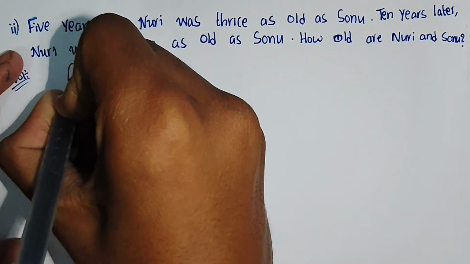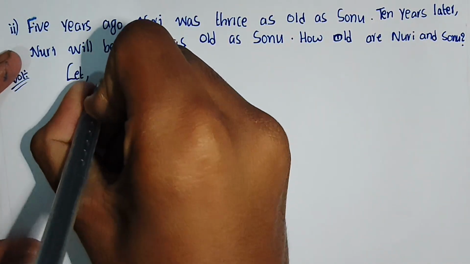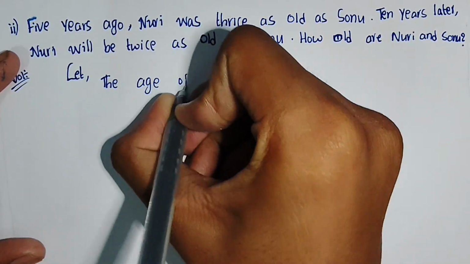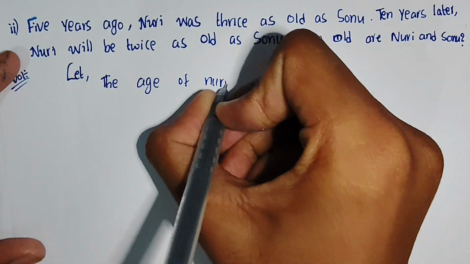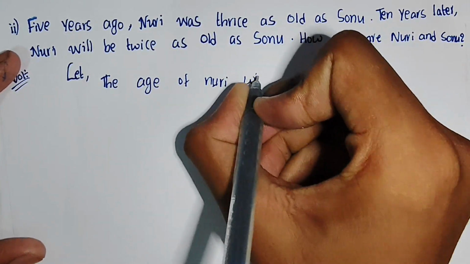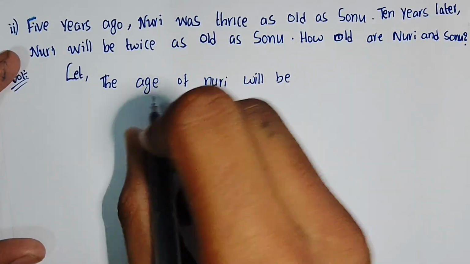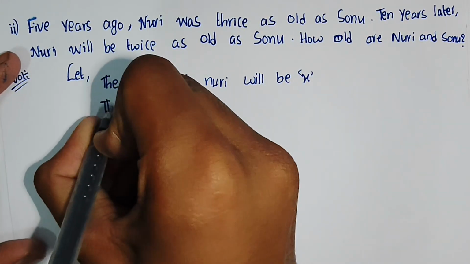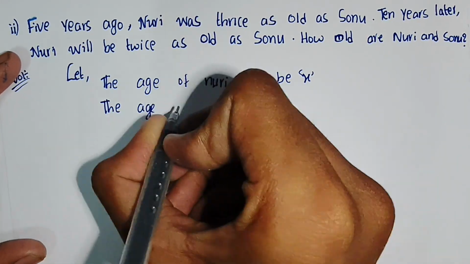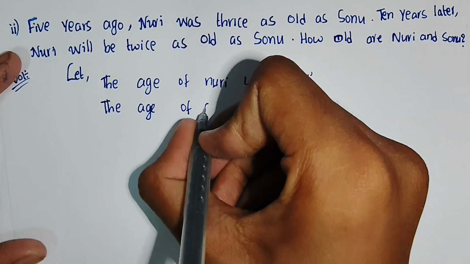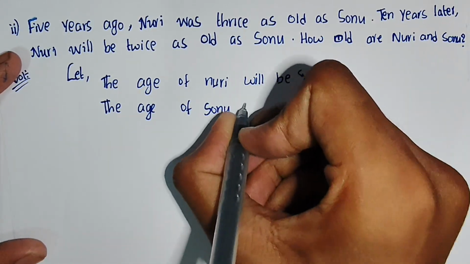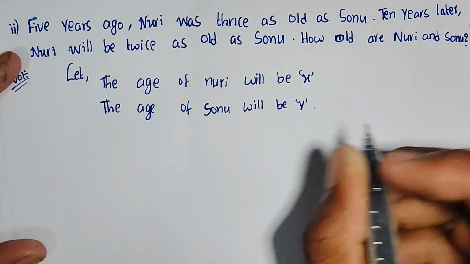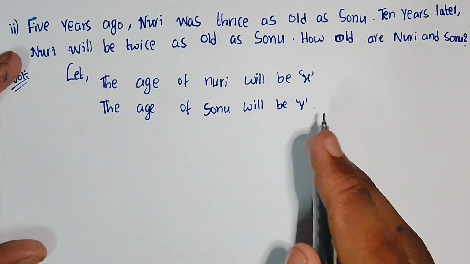Let the age of Nuri be x. I am taking the age of Nuri as x, and the age of Sonu will be y. I am taking the age of Sonu as y.